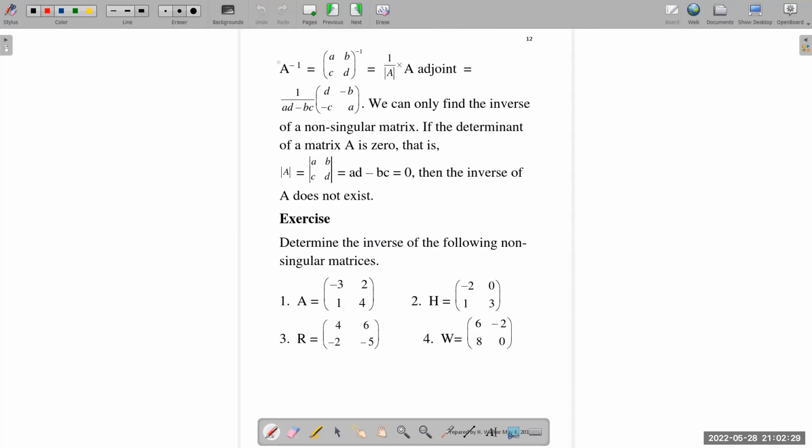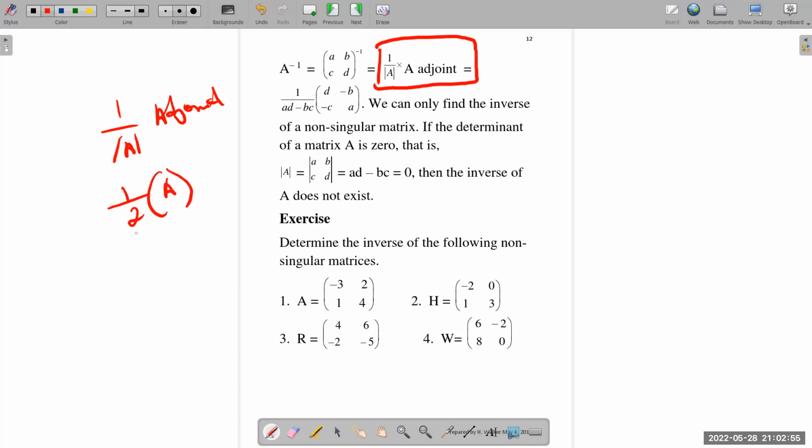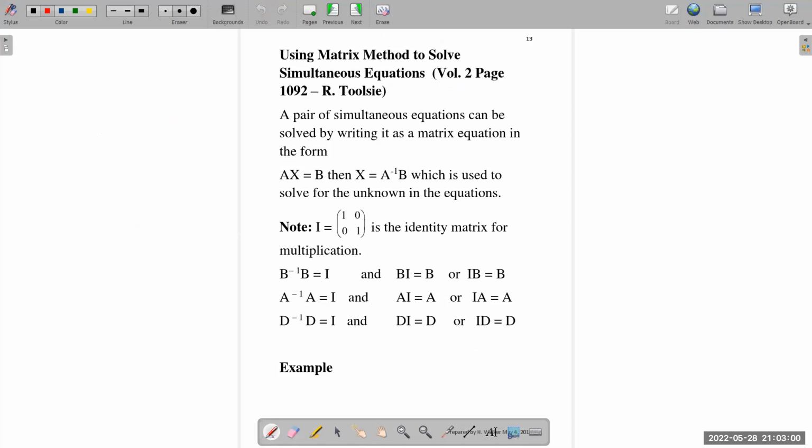All right. So inverse A, this is the formula. Everybody good with the formula? And we remember we only apply this portion, the 1 over A, at the end. Do we remember that part? Because why would I apply a fraction to a matrix for it to be harder for me to multiply? All right. So, using the matrix method to solve simultaneous equations. So we're getting into the real nitty-gritty stuff.